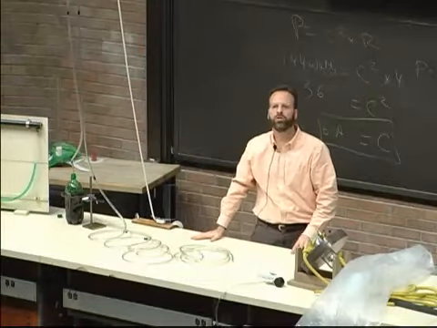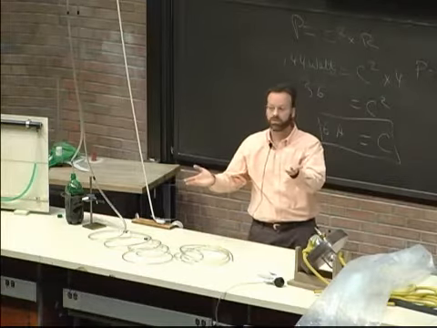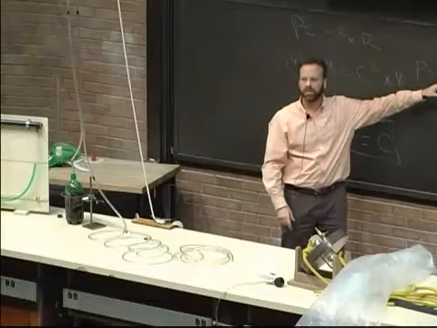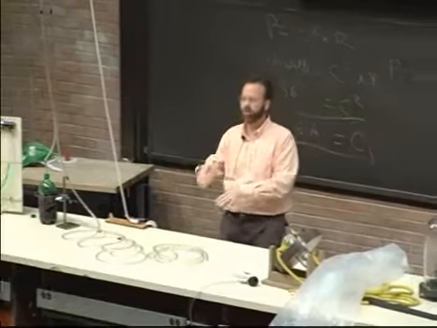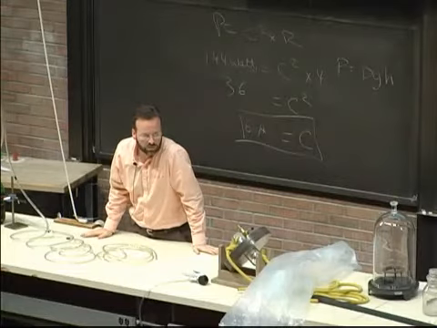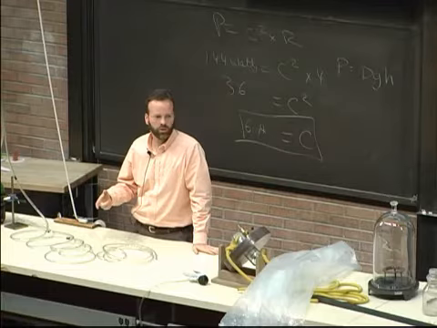How much mercury do you think it can support? More or less? Less, because it's more dense. It's going to weigh more for a less column. And you know how much that is? 760 millimeters of mercury, or 76 centimeters of mercury.